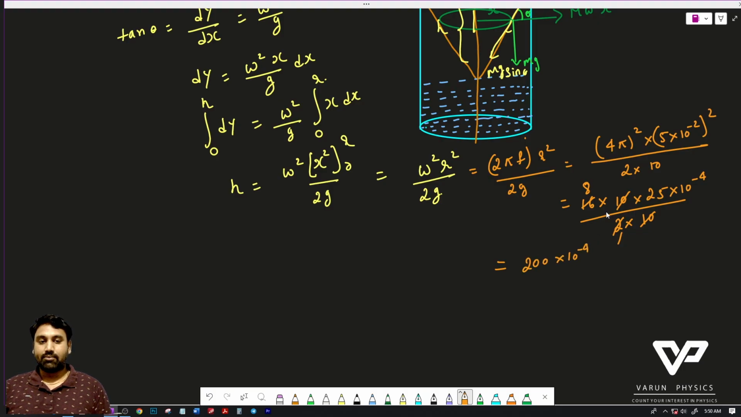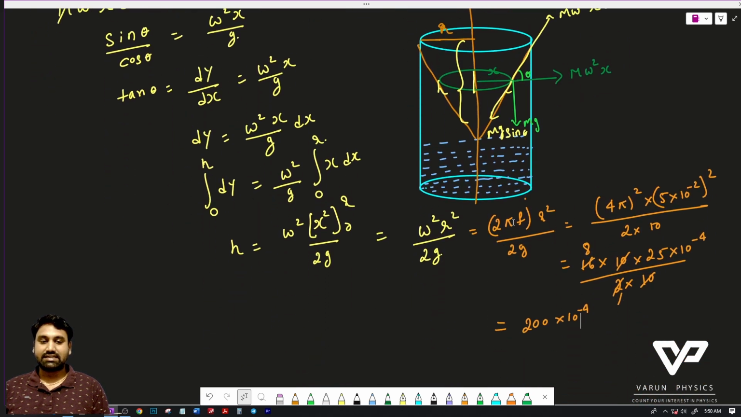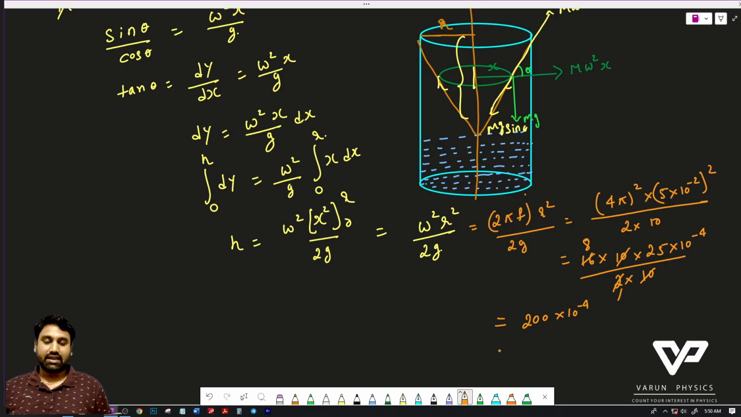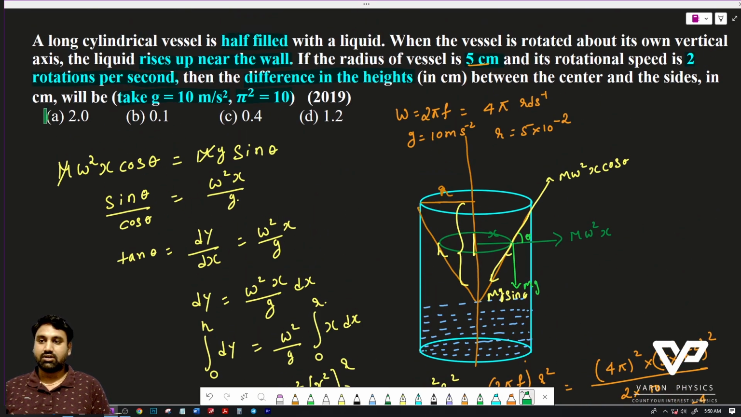But here, if you see, the answer he is asking in terms of centimeters. Therefore, since he is asking the answer in centimeters, we can write it as 2 into 10 to the power of minus 2 meters. That is nothing but 2 centimeters. So, our final answer would be 2 centimeters. So, we will check the given options. Option A is the right option. I hope you understood this. Thank you.